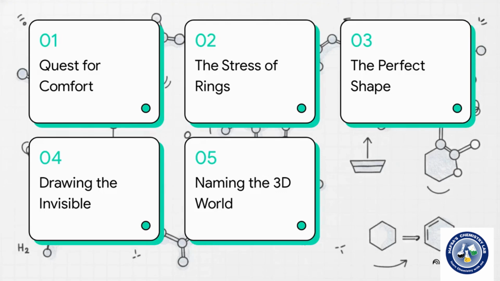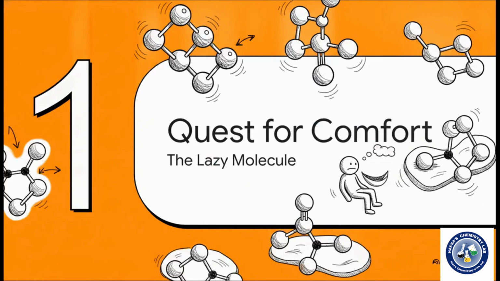Here is our quick roadmap for today. 1. The quest for comfort. 2. The stress of rings. 3. The perfect shape. 4. Drawing the invisible. And finally, number 5, naming the 3D world. All right, let's jump right in.